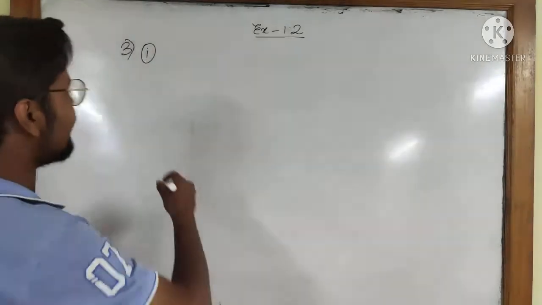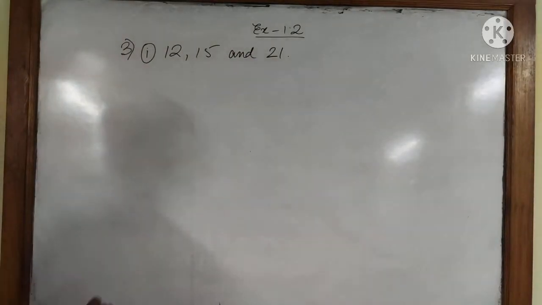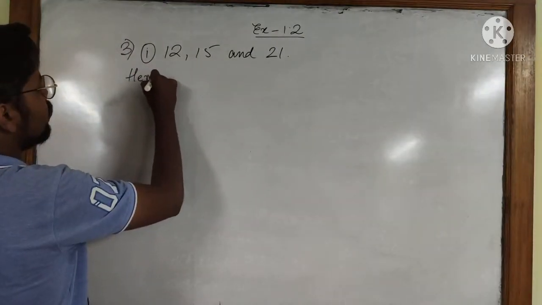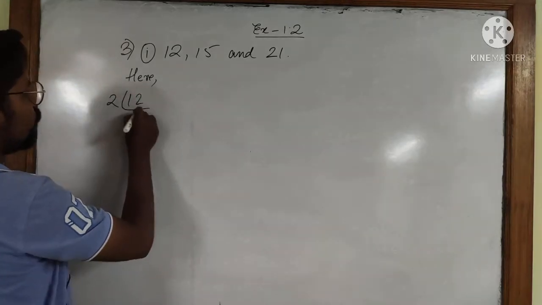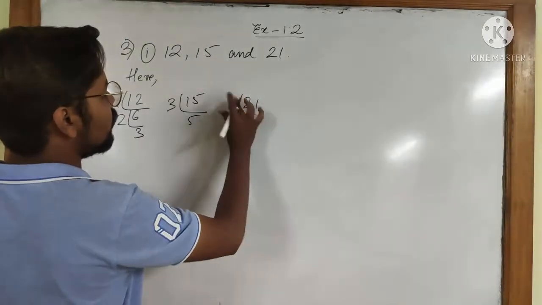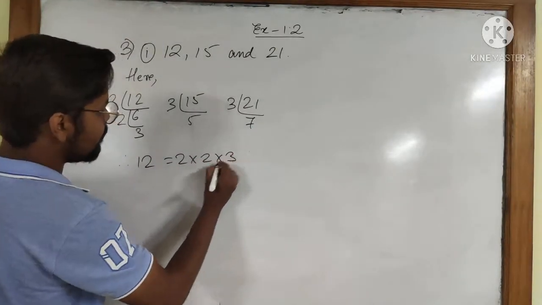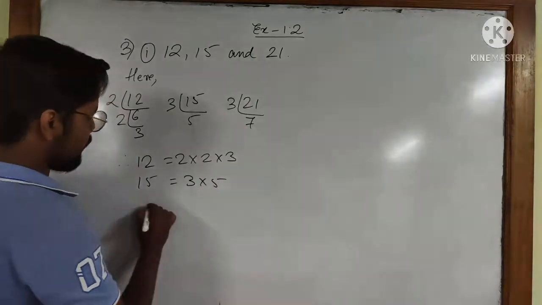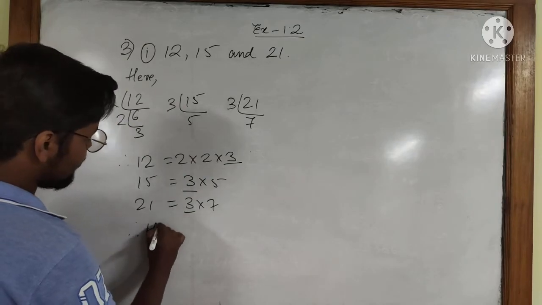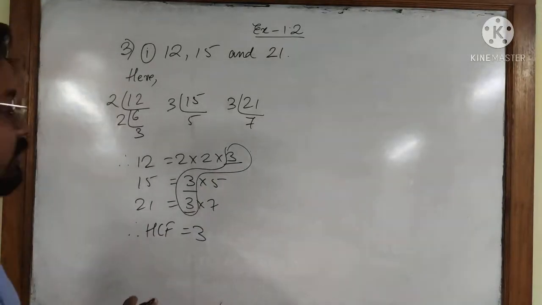So we have 12, 15 and 21. So how do you do this? First let's try to find the HCF. Here we will do the prime factorizations individually. So for 12 we have 2, 6, 2, 3; for 15 we have 3 and 5; and for 21 we have 3 and 7. So therefore 12 can be written as 2 into 2 into 3, 15 can be written as 3 into 5, and 21 can be written as 3 into 7. So we can see the 3 is the common factor. So therefore the HCF will be equal to 3, as 3 is the only common factor. So HCF is 3, highest common factor.